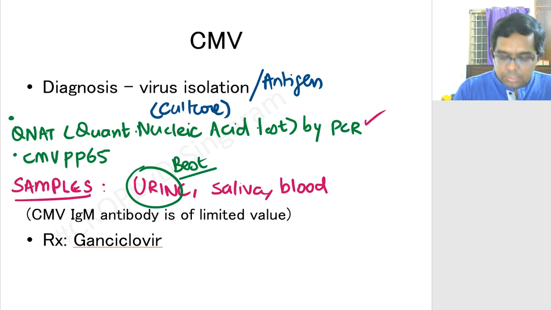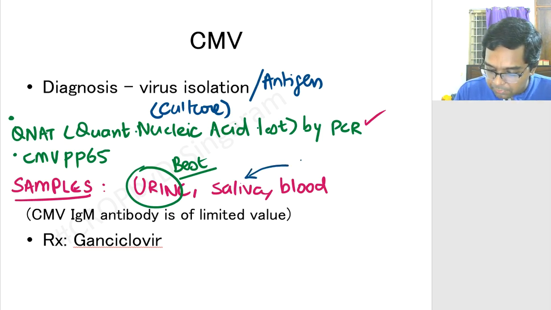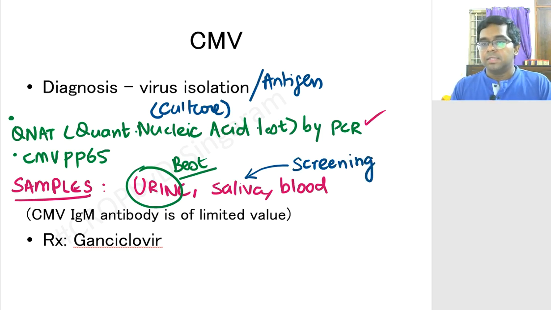Now, suppose the question is modified and asks you which is the best sample for screening test. Then your answer has to change to saliva. Screening is done by saliva. You can remember S for screening and S for saliva. That is the way you remember, right? So as I already said, CMV IgM antibody is of very limited value and usually not done most of the time.